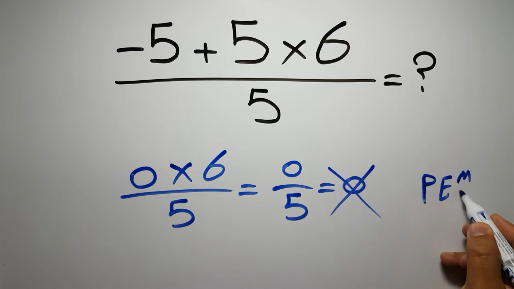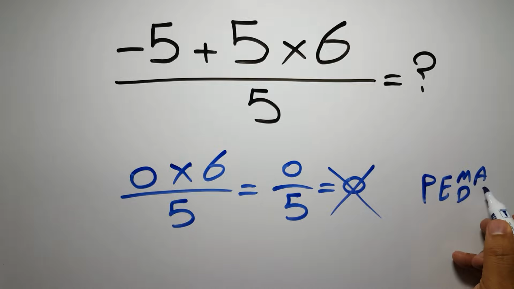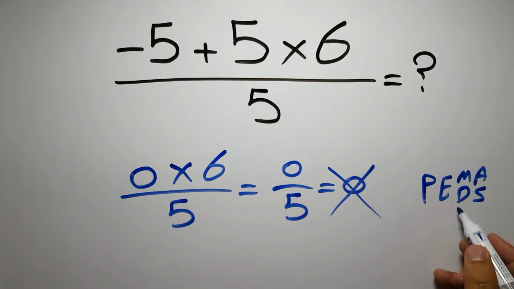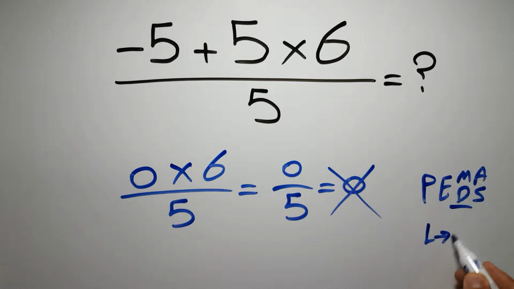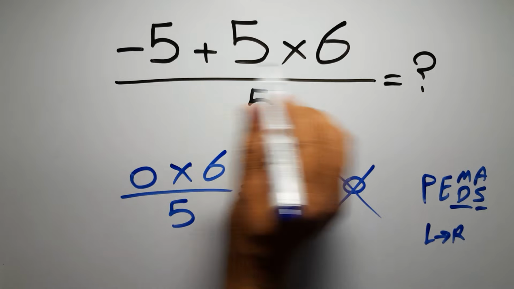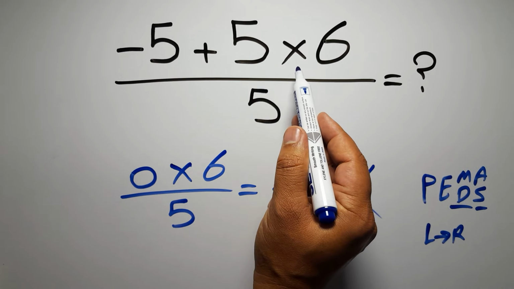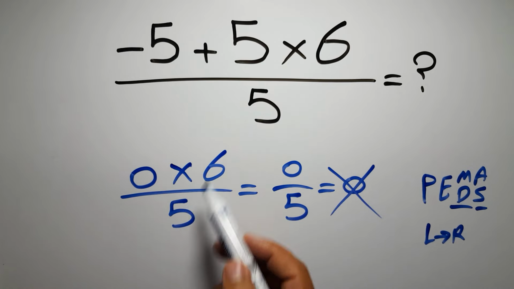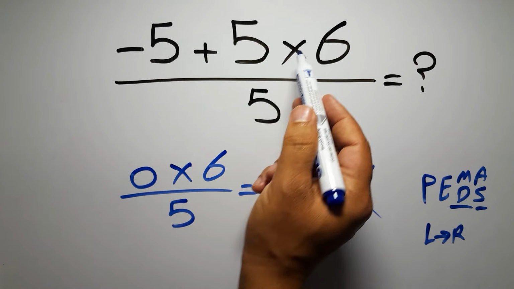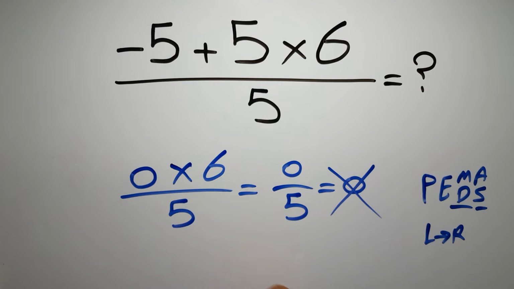exponents, then multiplication or division, and finally addition or subtraction. Remember that multiplication and division have equal priority, and we have to work from left to right. And the same applies to addition and subtraction. So here in the numerator, first we have to do this multiplication, then this addition. If we do this addition before this multiplication, it is wrong.